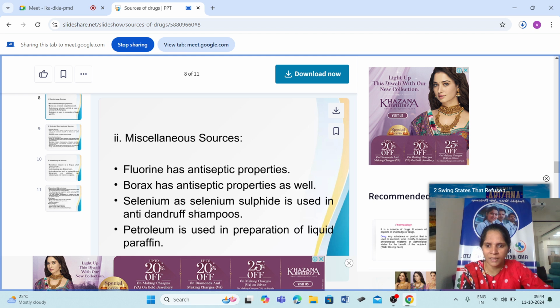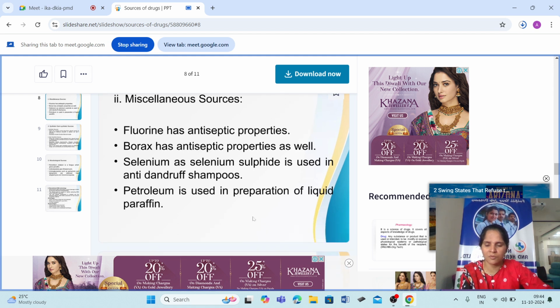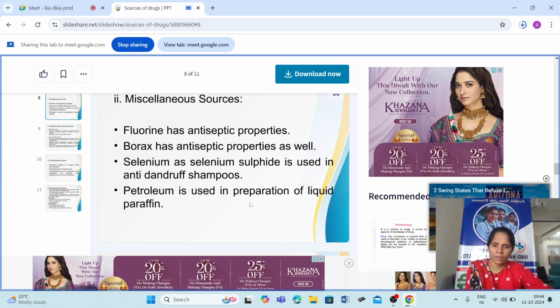Next you have selenium. Selenium sulfide is used in anti-dandruff shampoos. You will see many brands of anti-dandruff shampoos where they add selenium sulfide as one of the ingredients. Next you have petroleum. Petroleum is used in the preparation of liquid paraffin. Liquid paraffin has many uses. Besides liquid paraffin, you also get petroleum jellies like Vaseline, right? In that they use petroleum as one of the ingredients.